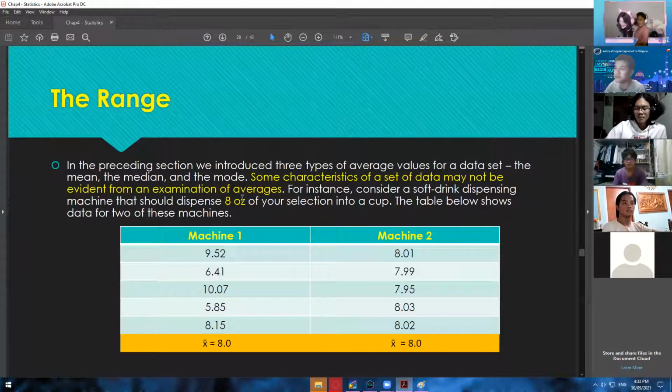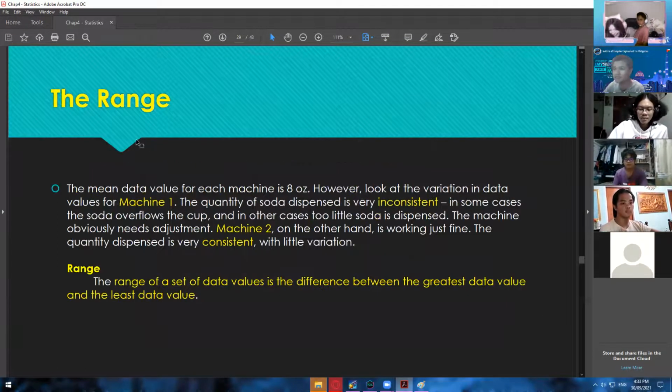Now, if we're going to talk about the range, from this defective to a working or non-defective machine, where is that one? Okay, so here's the summary. I won't be reading everything anymore. Machine 1 is inconsistent, and machine 2 is consistent. The range of a set of data values is the difference between the greatest data value and the least data value. Okay, the lesser the range, the better.